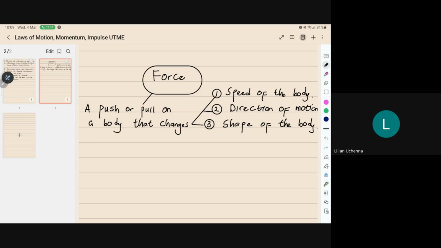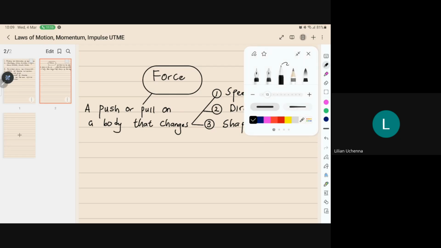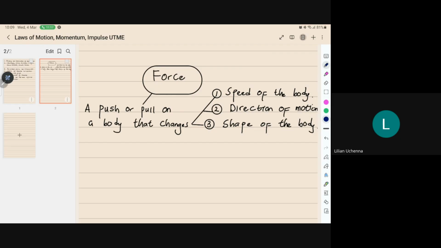All of us are not new to all of these things, and you know the unit of force, right? It's important to also know that there are two kinds of force. Sometimes you're going to see questions on that. We have our contact force, and we have the non-contact force. Now, what's the difference between the two?